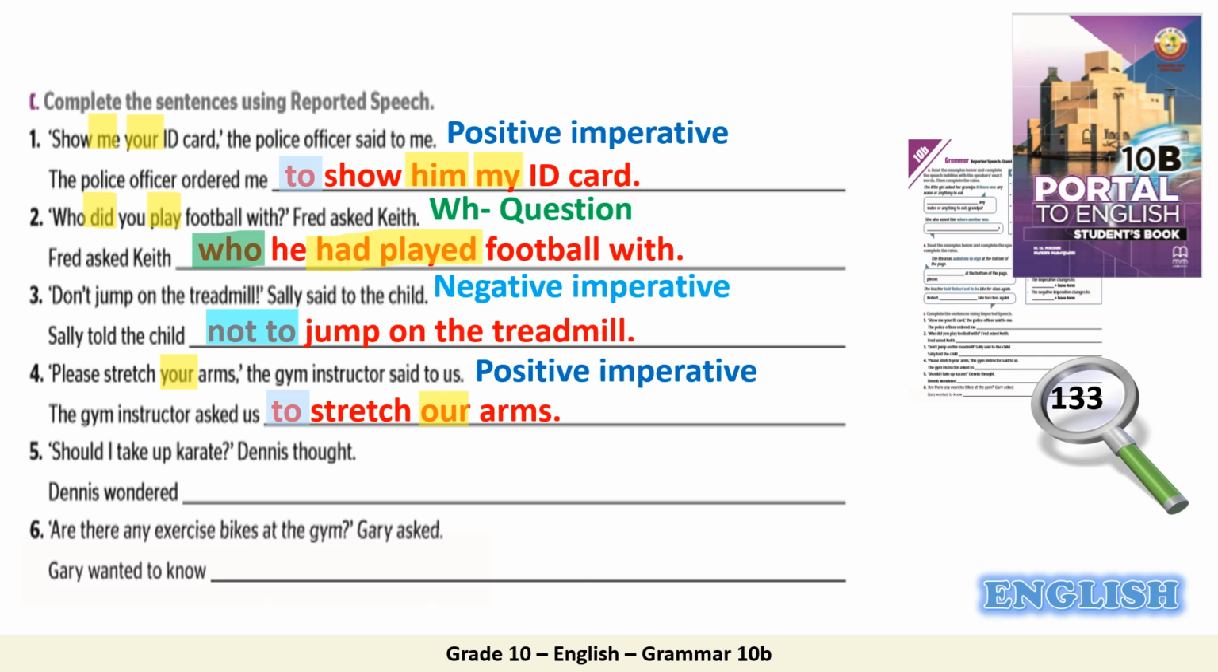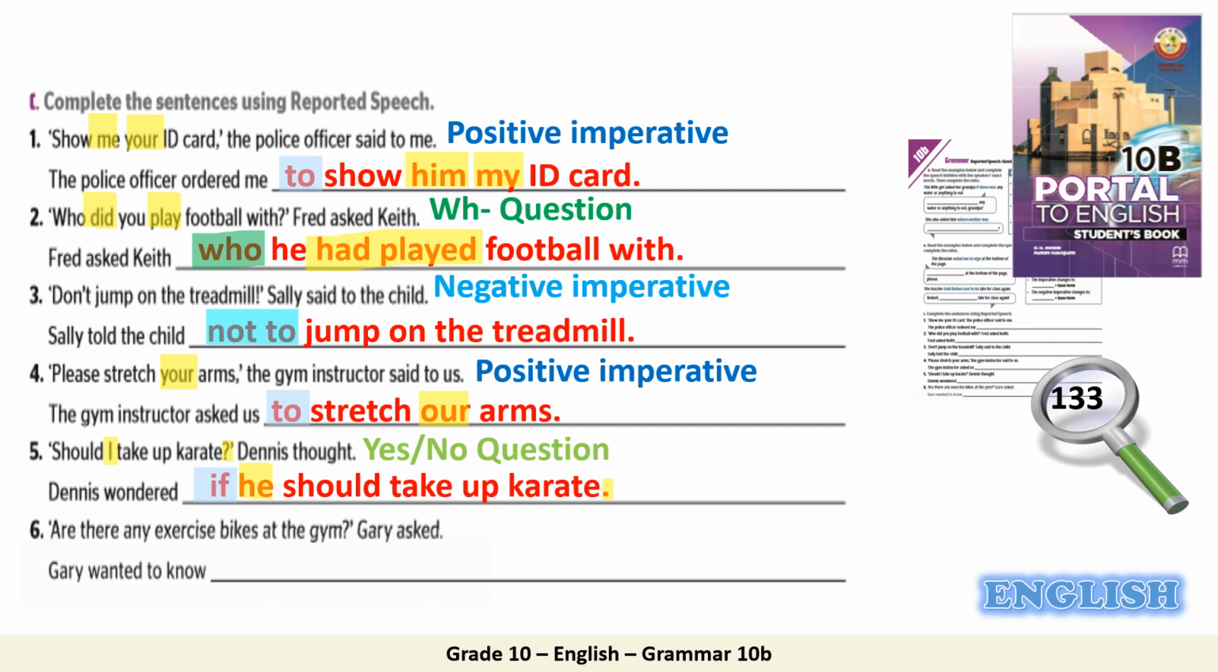The next one, should I take up karate? Dennis thought. What kind of sentence is it? Very good. This is a yes or no question. So how do you report it? Excellent. Dennis wondered if he should take up karate. So here you added if. And did you change anything? Of course, I becomes he and the question mark becomes a full stop.